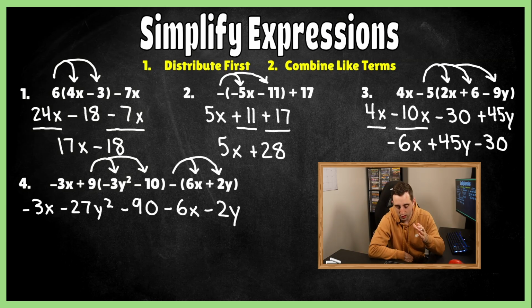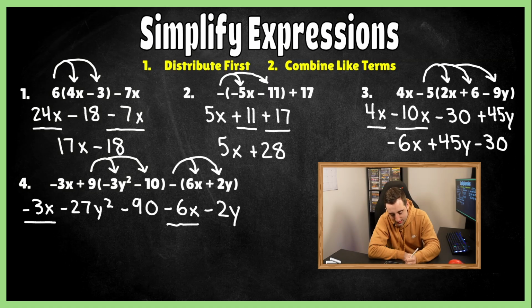And now we want to check to see, well, is there any like terms that we can combine together? And we have a negative 3x and a minus 6x. Now, some people at first, when they're learning like terms for the very first time, they're like, well, how come we can't combine negative 27y squared and negative 2y? Well, they both have the same variable of y. The only problem is that they have to have not just the variable in common, but they also have to be raised to the same exact power.